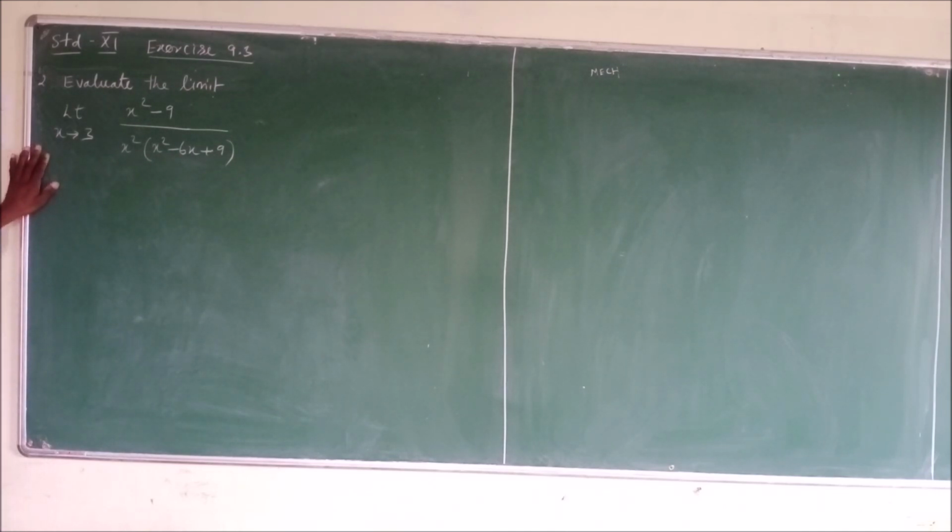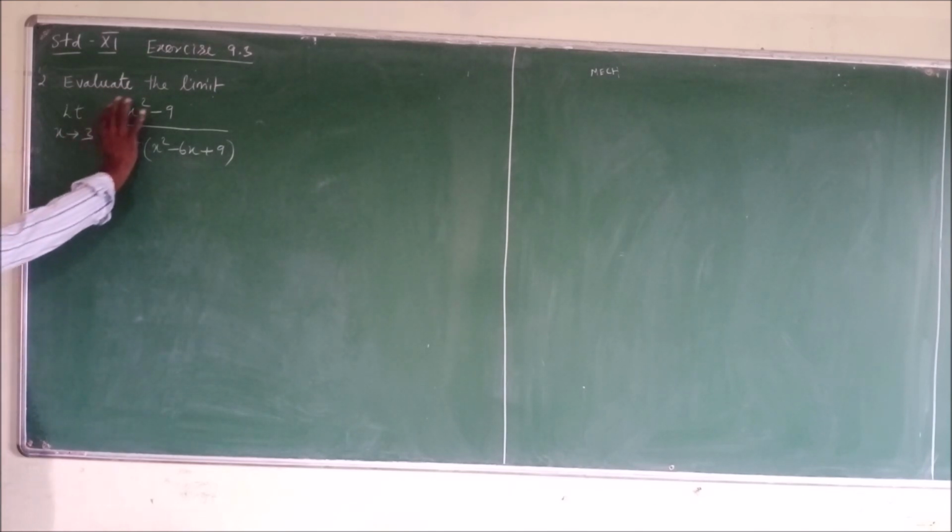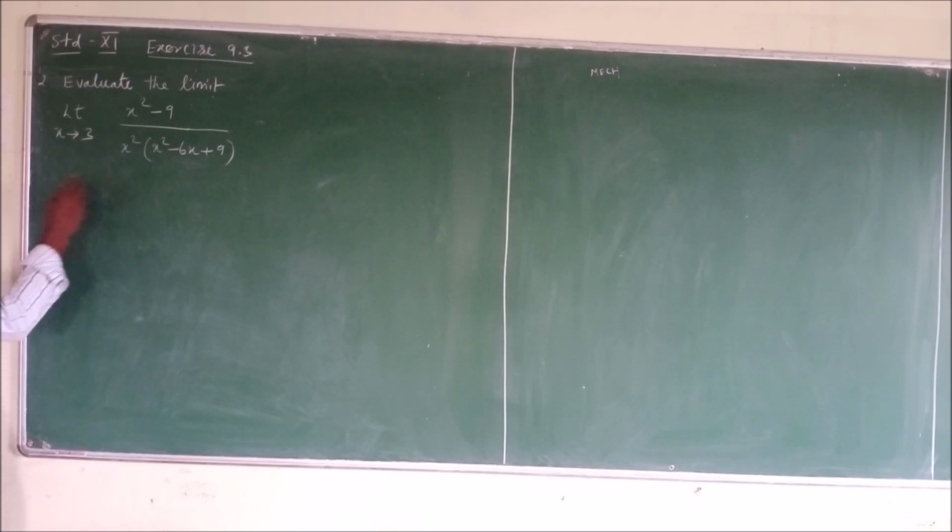This problem is the same as the first problem. In the first problem we had to find the left and right hand limits, but in this problem we only find the limit exactly at x equal to 3. So first we have to factorize the problem. Given f of x, we see the solution.